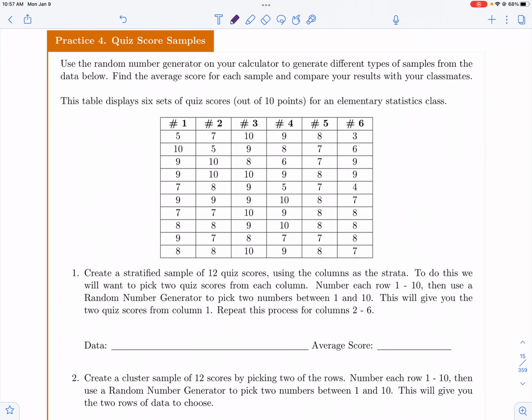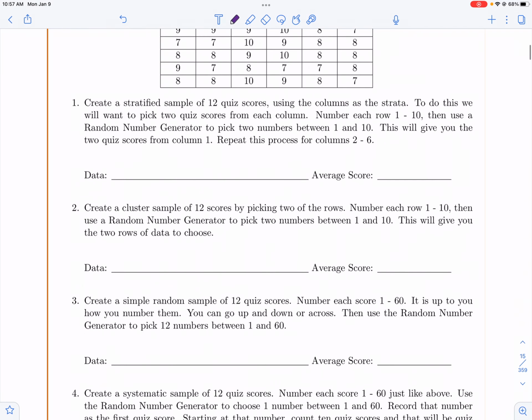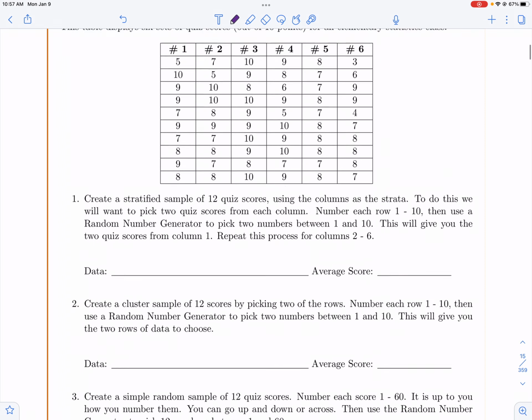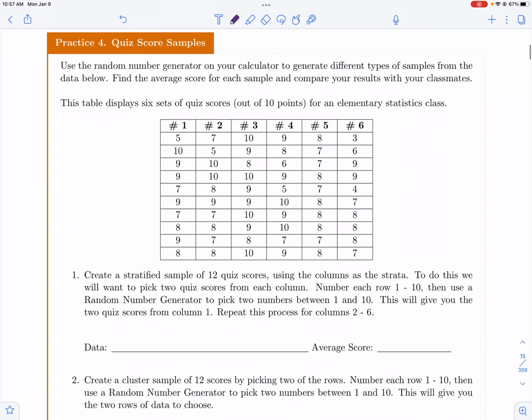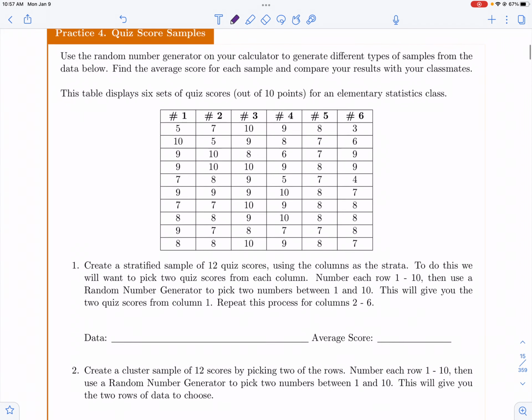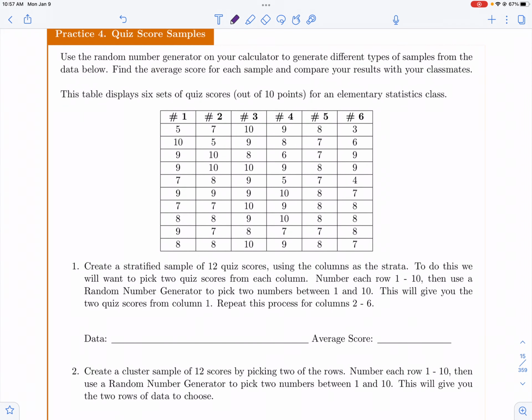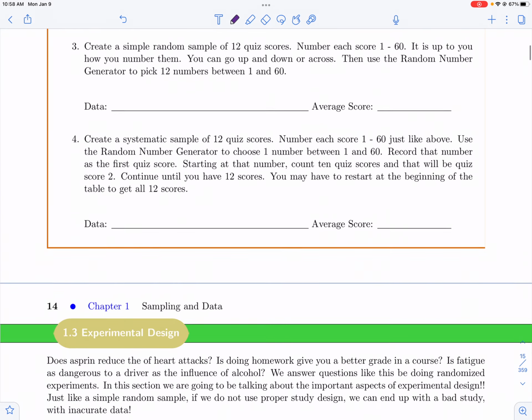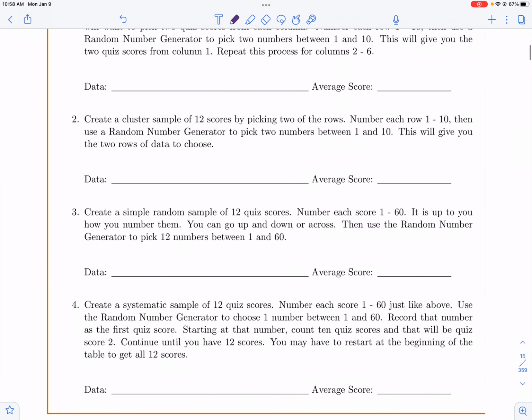But it basically goes through and demonstrates what a stratified sample would look like, what a cluster sample would look like, what a simple random sample would look like, and what a systematic sample would look like. And what I'm going to do is make a spot for everybody to share their answers, so we can see that even though we're all starting with the exact same set of data, we end up with maybe totally different answers in the end, which is kind of a cool way to see this one. So let's work on practice 3, practice 4, and then I'll see you in a little bit for 1.3.